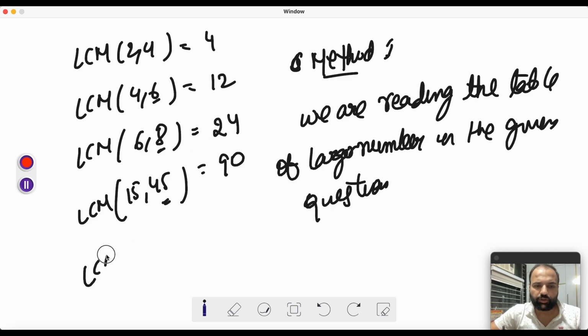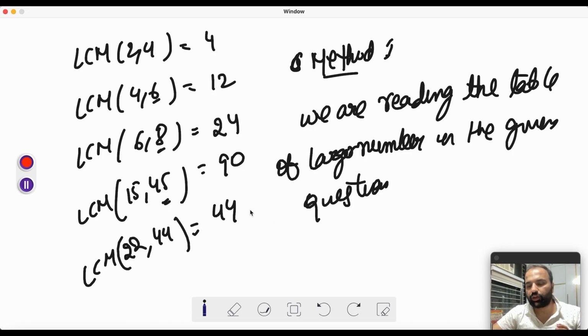Any number you can say, let's say 22 and 44. If I take, so it will be 88. No, it will be 44 itself. Why? Because 44 into 1 and 22 into 2, so it will be 44. So without even using a pen, you can easily find this. So this is method number 1. That's what we have been doing.